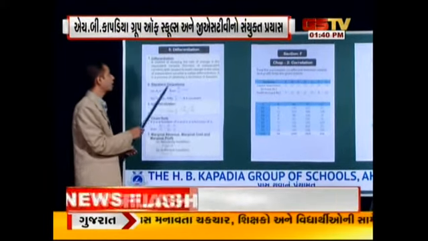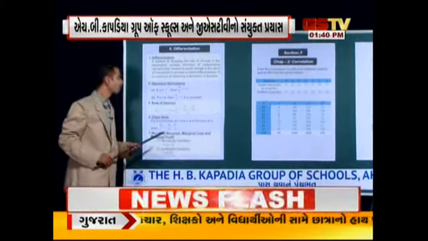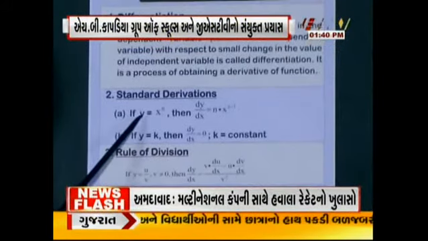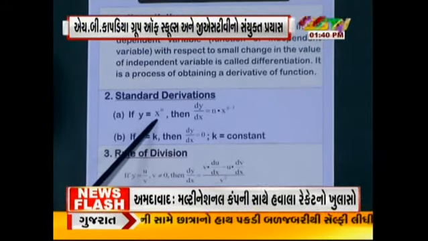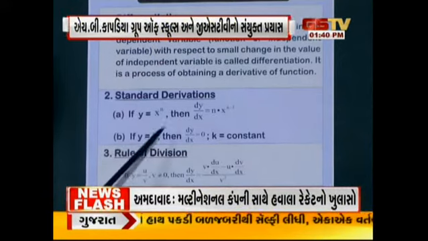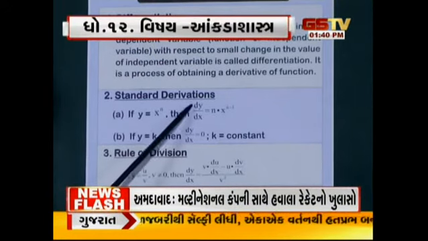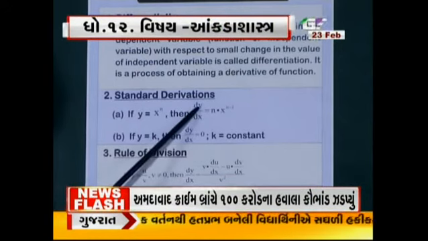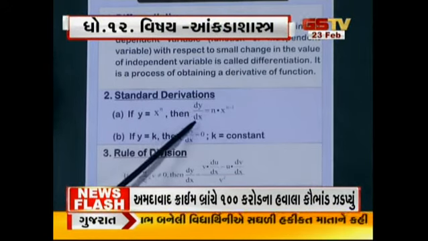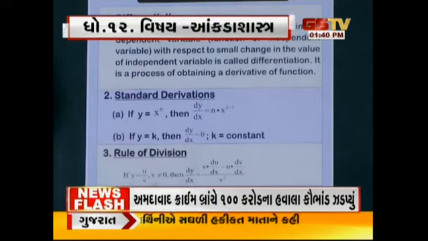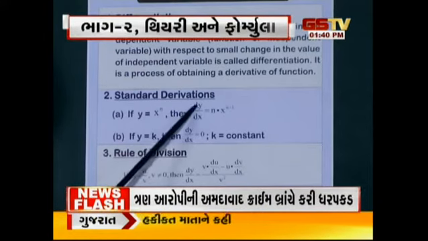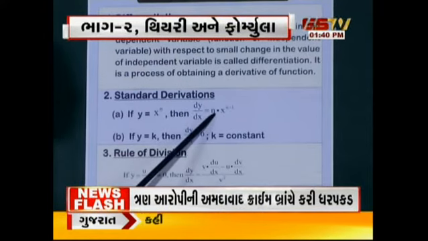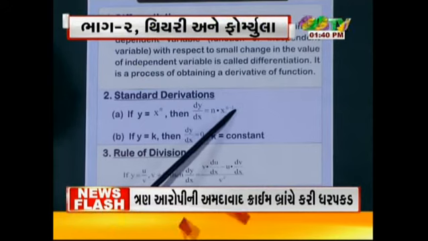Now standard derivatives. If the value of y is equal to x raised to n, then the derivative is called dy upon dx. It means derivative of y with respect to x. So the value of dy upon dx comes n into x raised to n minus 1.